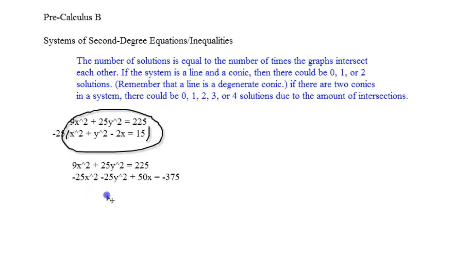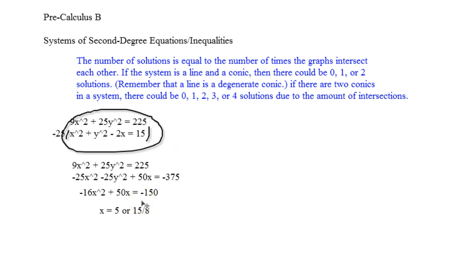Then I'm going to combine everything, so I should get negative 16x squared plus 50x equals negative 150. Now, when I do the quadratic formula, and we all know how to do that, I'm going to get x equals 5 or 15/8. And if you notice, the 15/8 is going to be our 1.875. So that's kind of nice to know that we're on the right track.